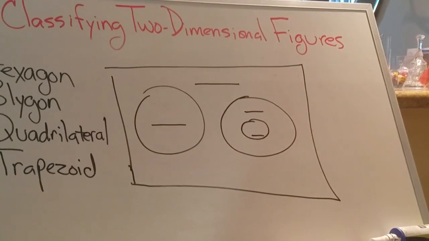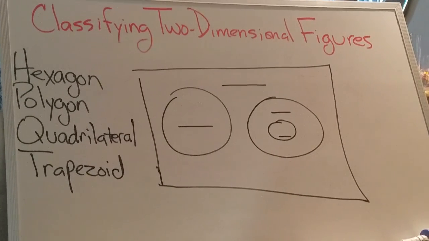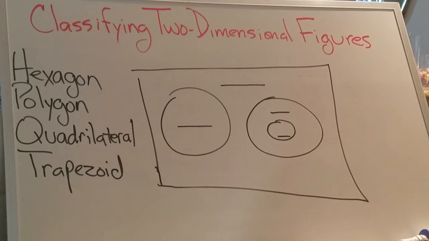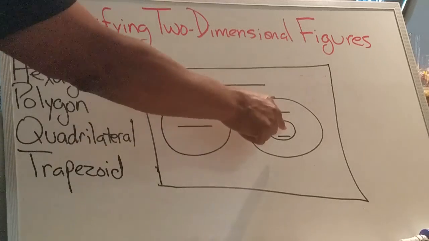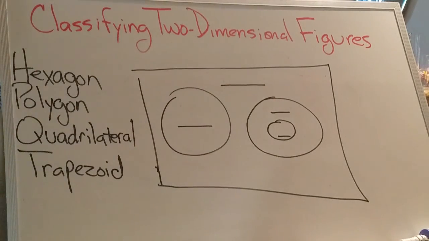Here is your test. Your test is now, we're going to use this Venn diagram to fill in where each one of these shapes go. Where does hexagon go? Polygon, quadrilateral, and trapezoid. Fill in the blanks. Put something in the blanks. This is your test. You can do it. I believe in you. Go.